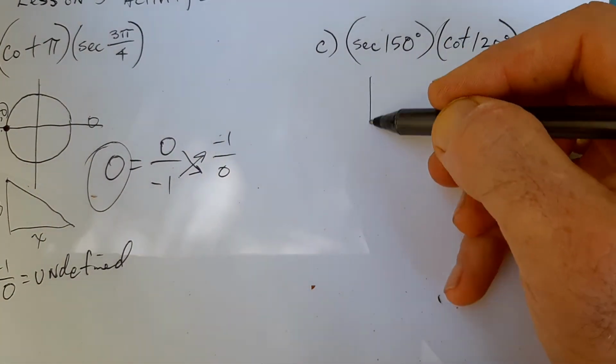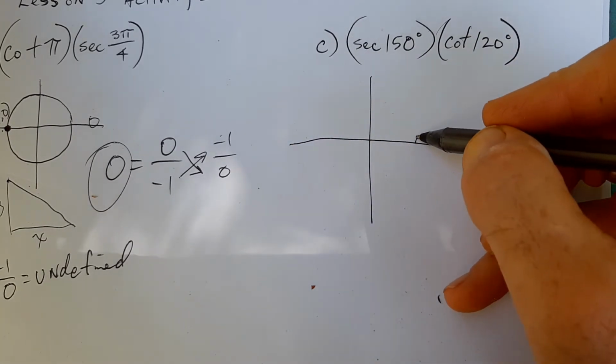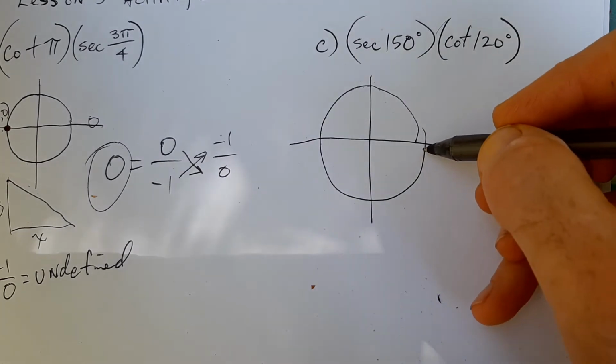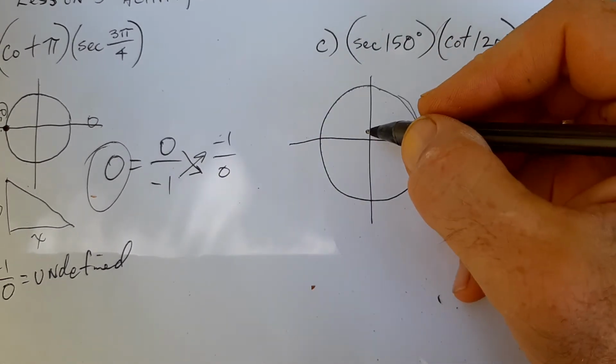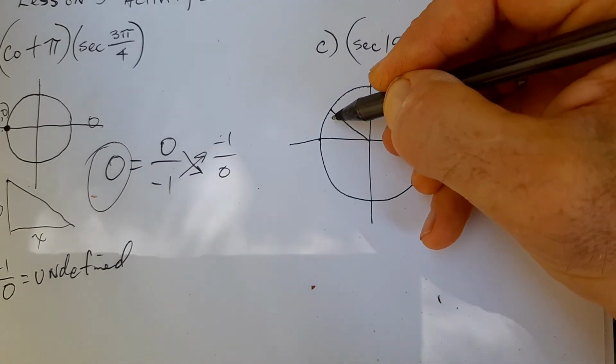Okay, let's do this one. I'm going to do it the long way. I encourage you to pause, and if you haven't done it the long way, go ahead and do it the long way. All right, I'm going to go to my unit circle, 150 degrees. 180 is here. That's 30 degrees back. So I'll draw my little triangle here.